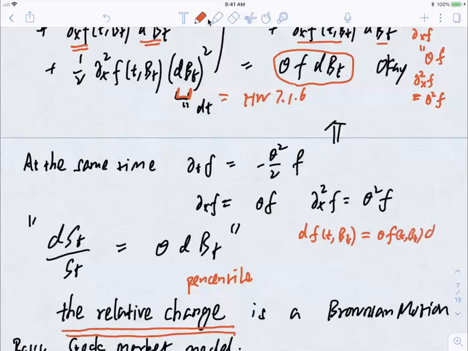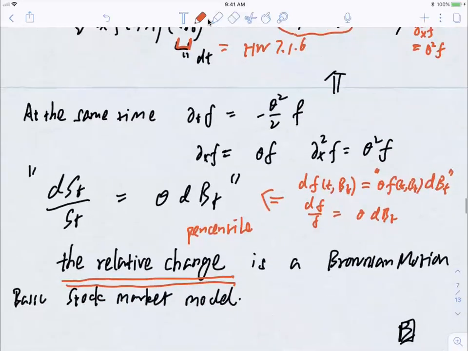This is just a formal writing. Later we will specify this. If you divide by S, then dF over F equals theta dBt, which is exactly this formula. So dS over S is the relative change. It's not just a change itself.